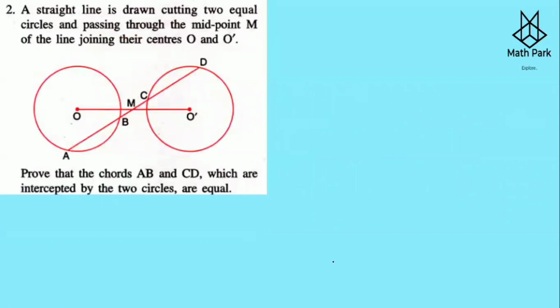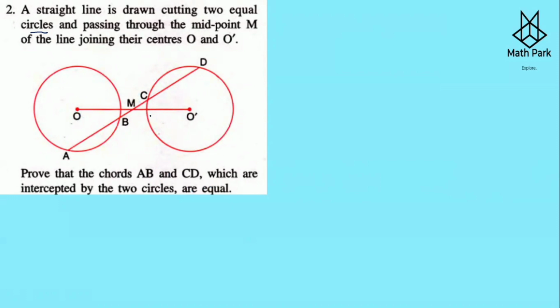Moving to question number 2. A straight line is drawn cutting two equal circles, that is congruent circles, and passing through the midpoint M of the line joining the centers O and O dash. You have to prove that the chords AB and CD, which are intercepted by the two circles, are equal. So you need to prove AB is equal to CD.